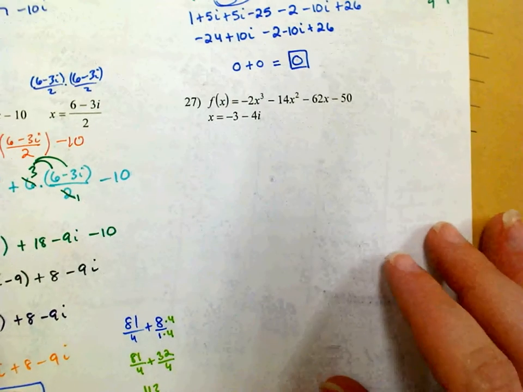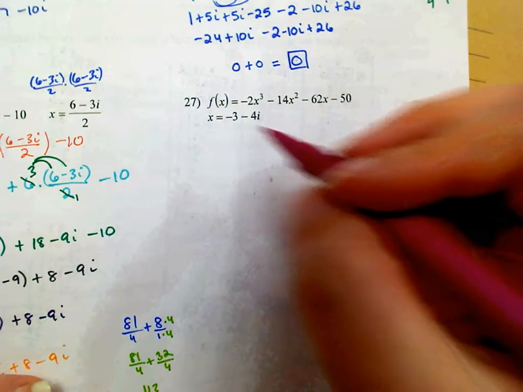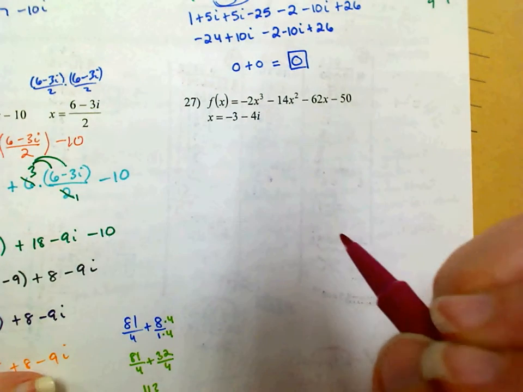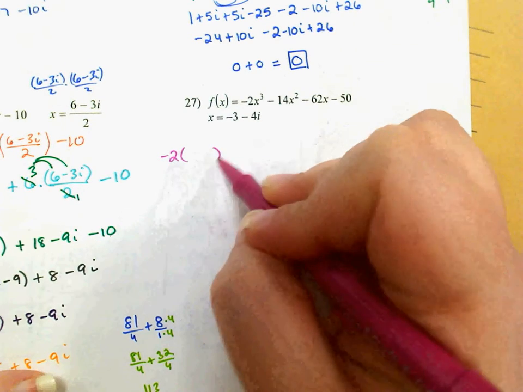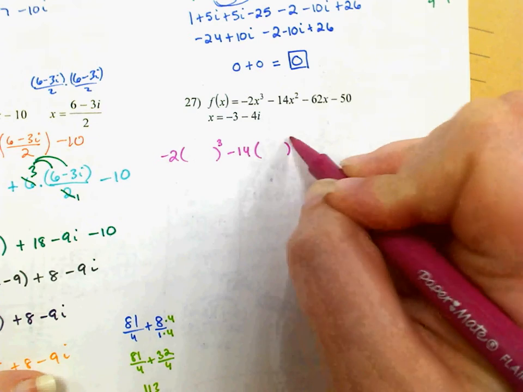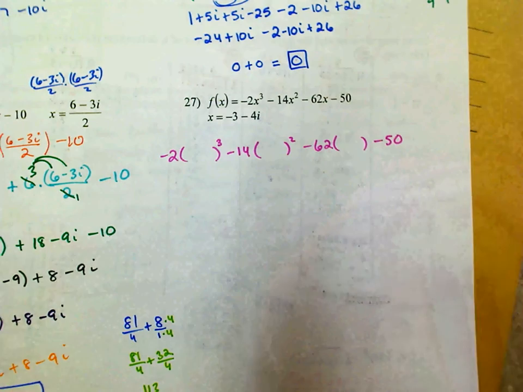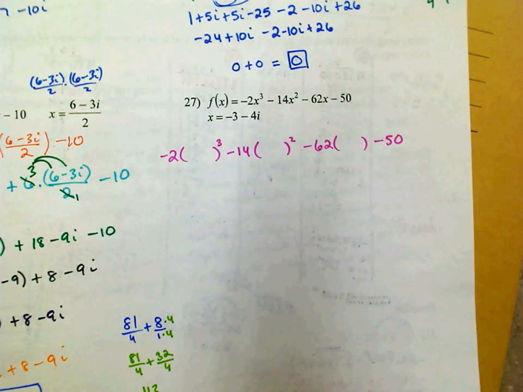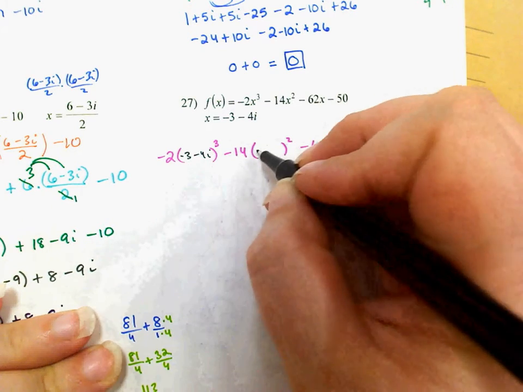So 27 is kind of a big one in that it has this cubic, quadratic, linear, and constant. And I'm supposed to plug in negative 3 minus 4i. So let's go ahead and try this. I've got negative 2 times that cubed, minus 14 times that squared, minus 62 times that, and then minus 50. Everywhere I see an x, I'm supposed to replace it with negative 3 minus 4i.